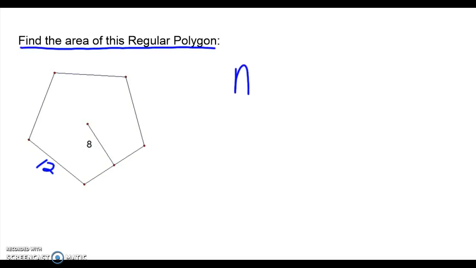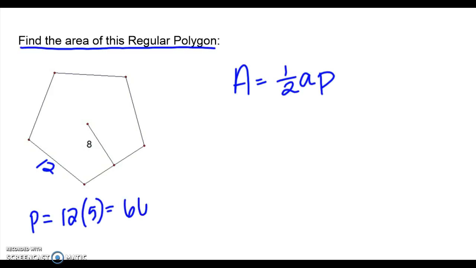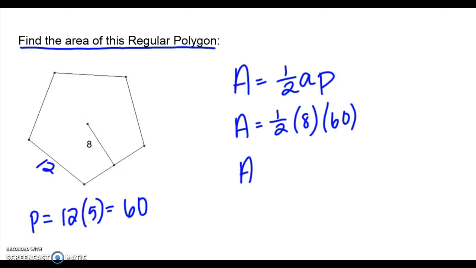Okay, so after you have solved this, hopefully you plugged it into one of the two equations for this. So we have a pentagon here. When I multiply my 12 times the 5 sides to get my perimeter, I get 60 for my perimeter. So I'm going to plug in my 8 for my apothem and my 60. And after I multiply everything together, I get an area to be 240 units squared.